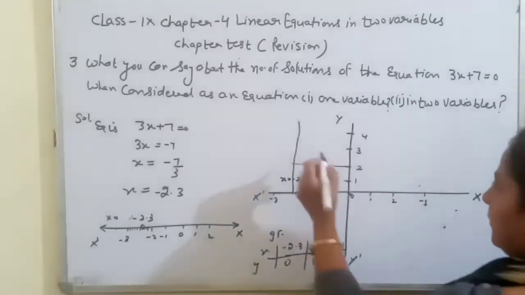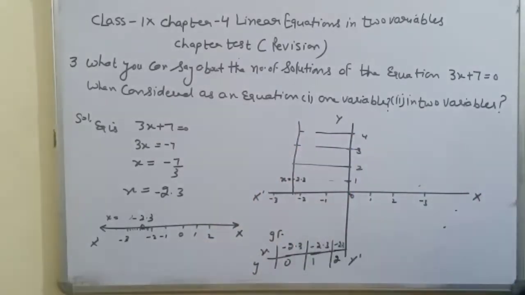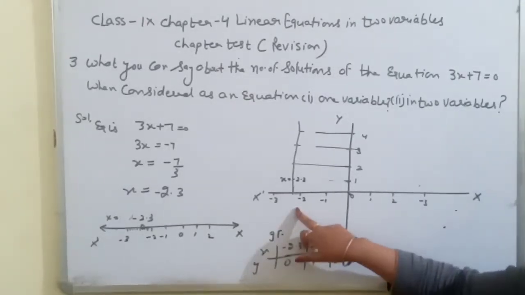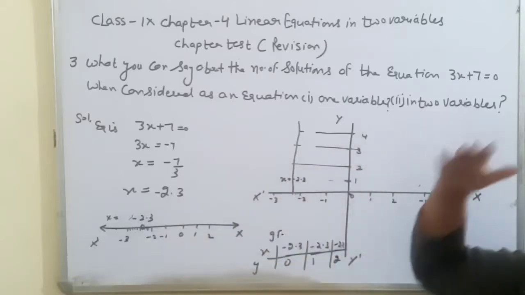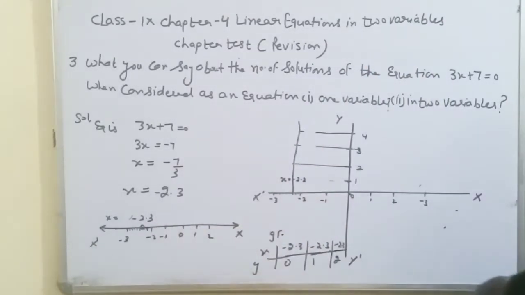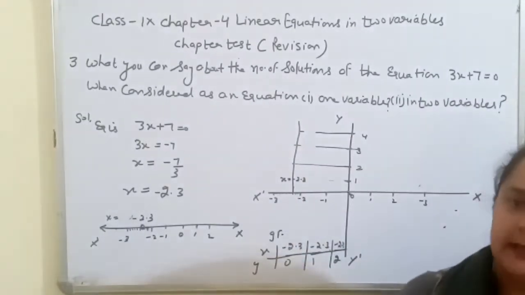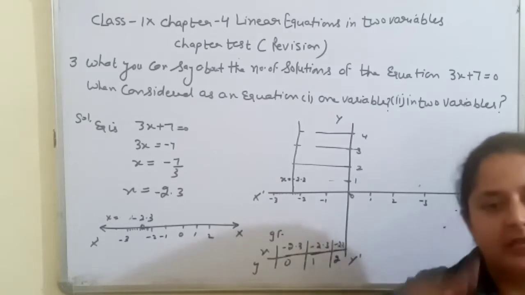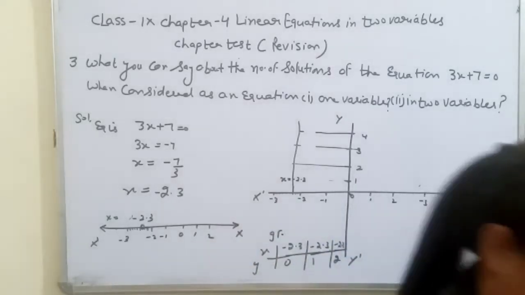So we can take n number of solutions for y. When x is equal to minus 2.3, y may be equal to 0, 1, 2, 3, 4, 5, 6. So it has an infinite number of solutions. I have already told you that for an equation in two variables we have n number of solutions, and for one variable we have only a unique solution.